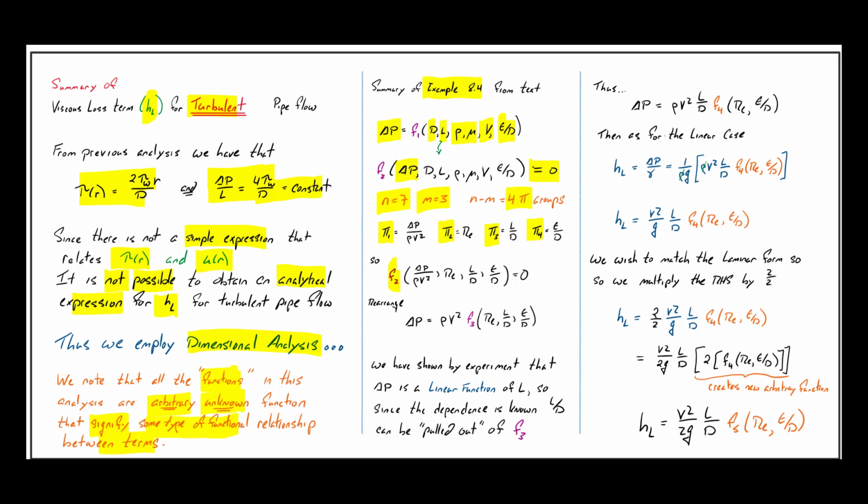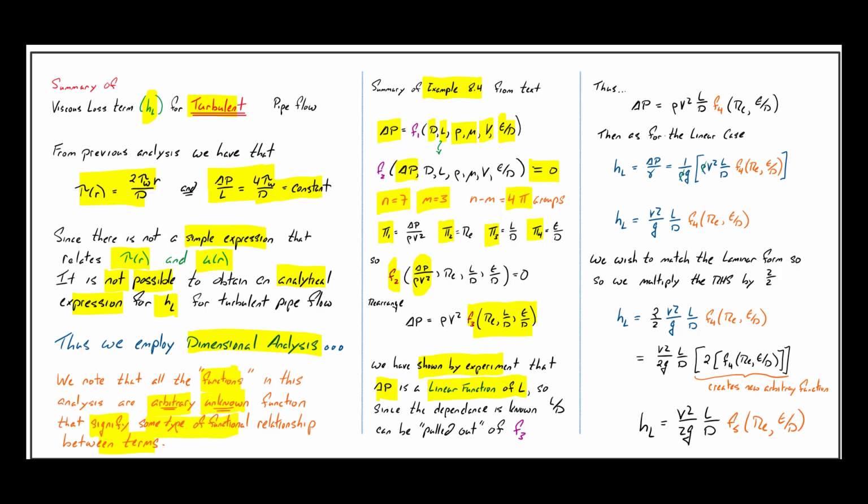Now I can pull out this term and create a new function, so we can say that delta p is equal to rho v squared times a function that depends on the Reynolds number, L over D, and epsilon over D. The next step, again by dimensional analysis, is that we've already shown by experiment that delta p is a linear function of L. So we see that's one of the parameters in this function f3, and we can pull that out. In other words, we already know the functional dependency on the length.